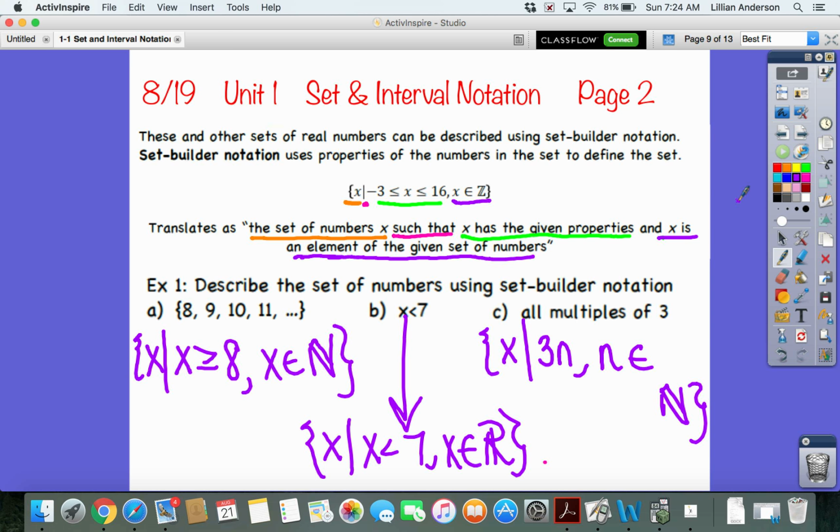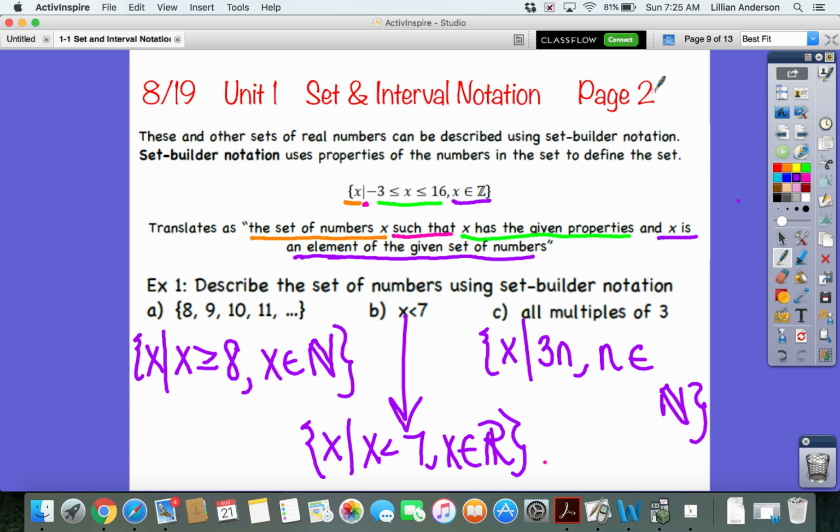Okay, so back in your table of contents, we have the same date, 8/19. We have Unit 1, and now we are going to be talking about set and interval notation, and we're going to do this on page 2. So a completely new page, and it's going to be on page 2.